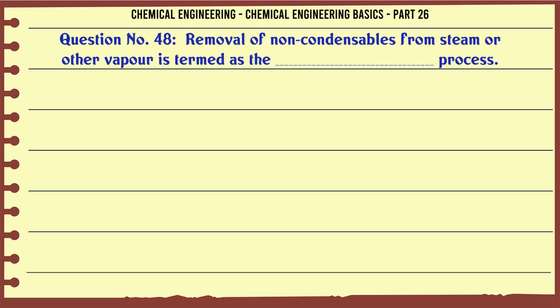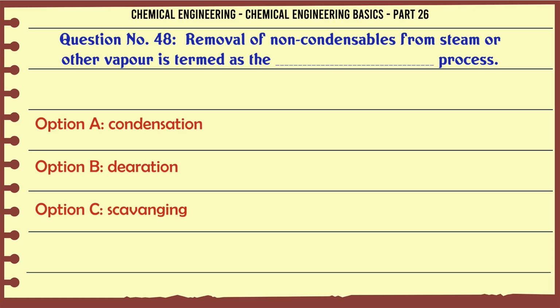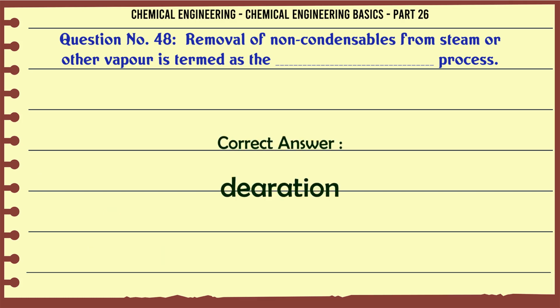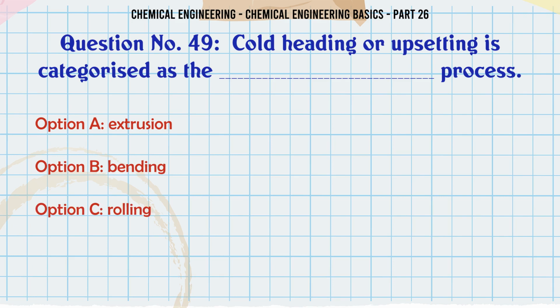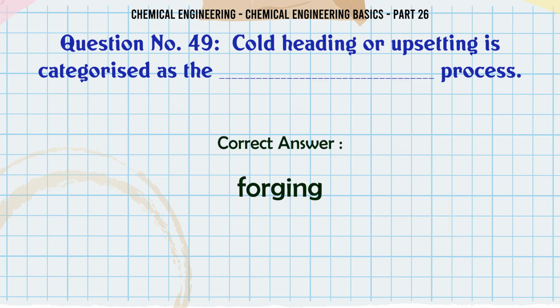Removal of non-condensables from steam or other vapor is termed as the process. A. Condensation. B. Deaeration. C. Scavenging. D. Exhaust. The correct answer is deaeration. Cold heading or upsetting is categorized as the process. A. Extrusion. B. Bending. C. Rolling. D. Forging. The correct answer is forging.